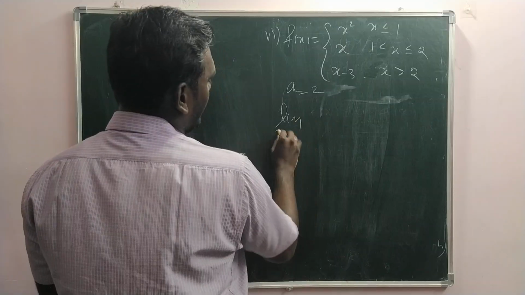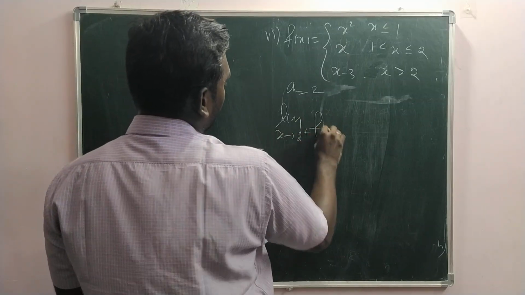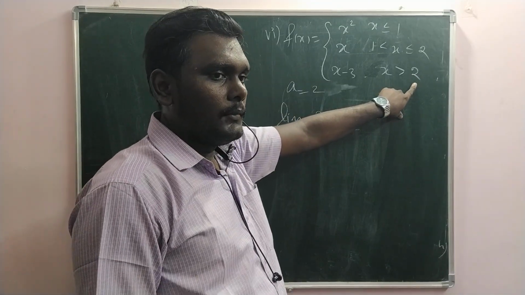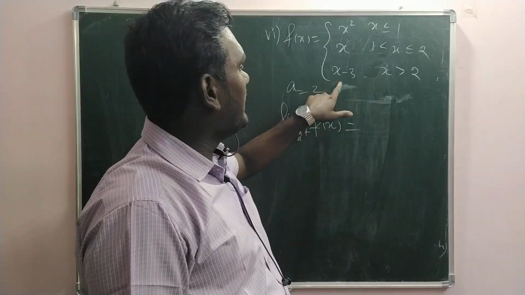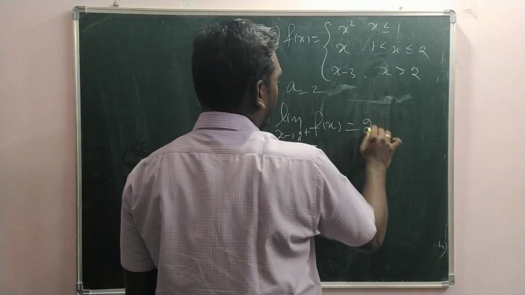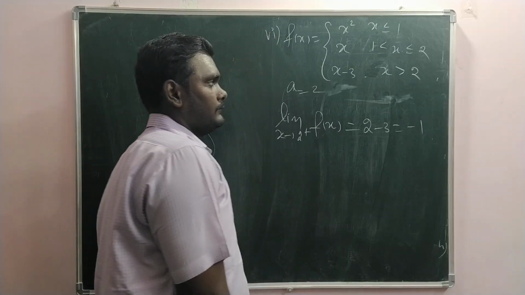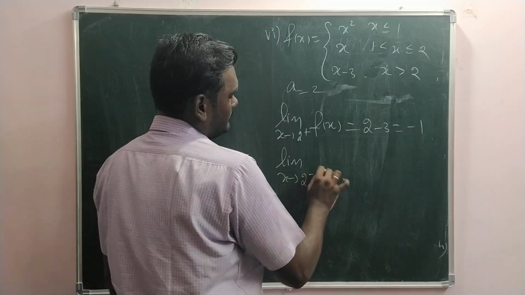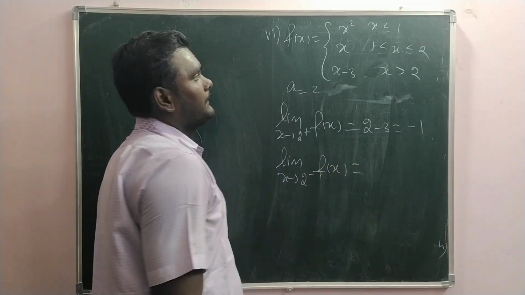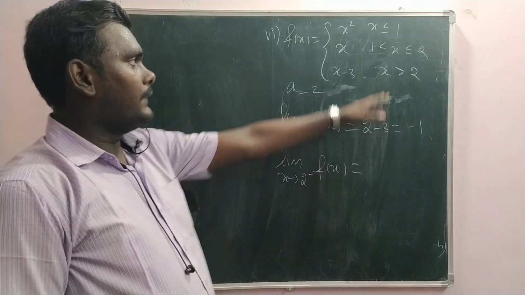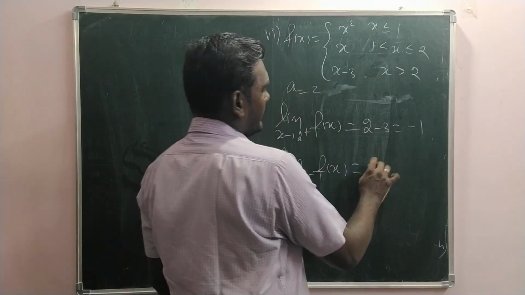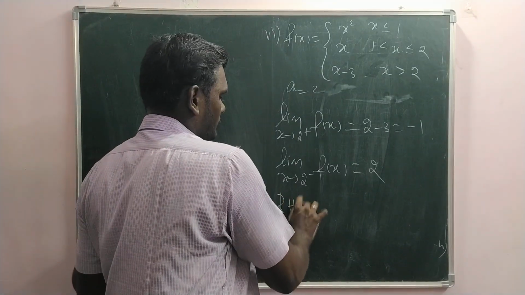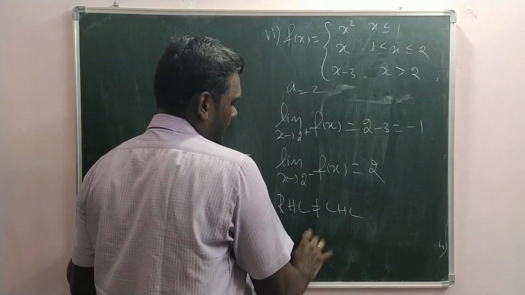So left limit, right limit, in that case, x tends to 2 plus f of x is equal to, 2 plus means more than 2 we are substituting. So more than 2 means among the 3 results we will be getting this result. So that is 2 minus 3, which is minus 1. Okay. Like 2 plus calculated, now 2 minus we will calculate, which is less than this one. So I will be getting 2 as the answer. So the right hand limit is not equal to the left, so the limit does not exist.